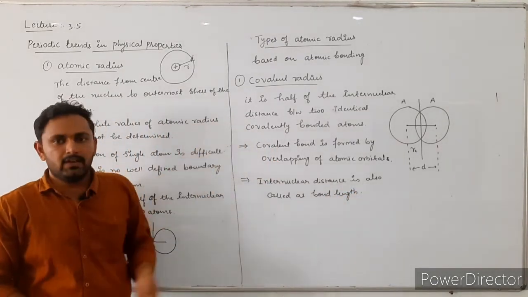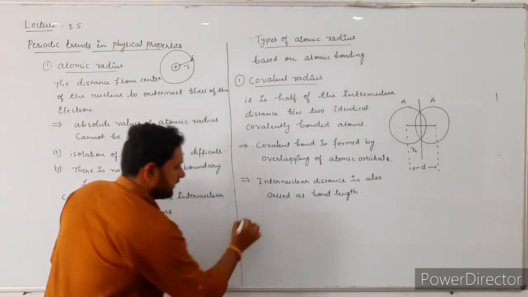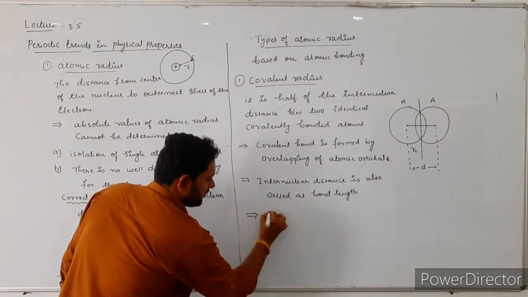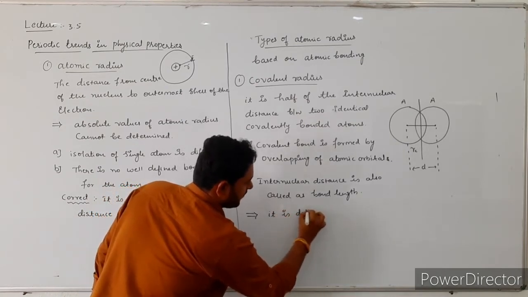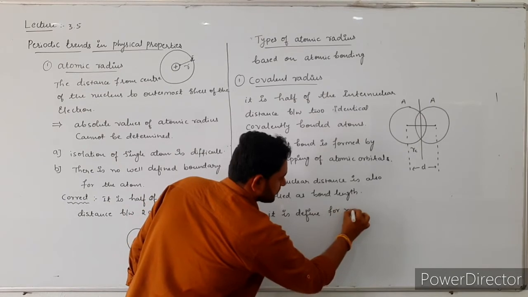Covalent radius is calculated for non-metals. It is defined for non-metals.